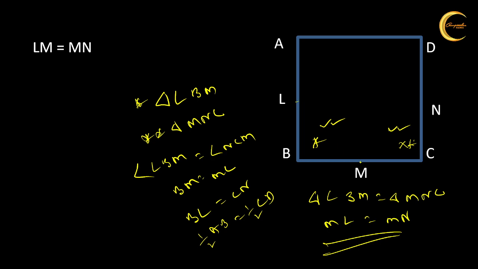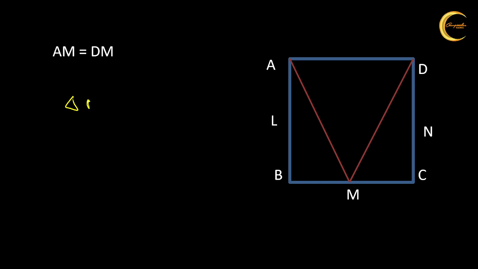Now let's see our next problem. We have to prove that AM equals DM. Again we have to find two triangles. The first triangle is AMB, and the second triangle is CDM.